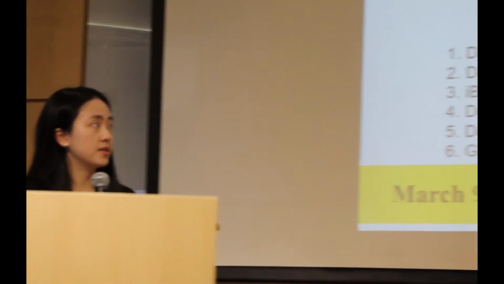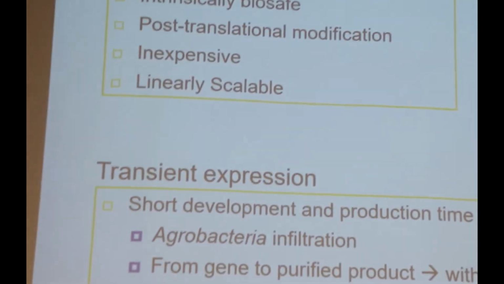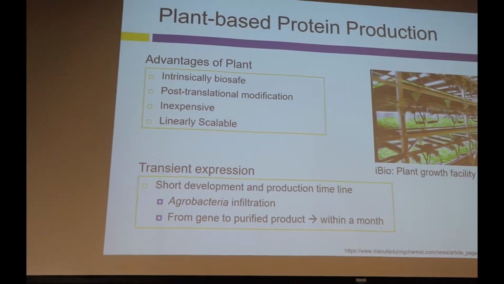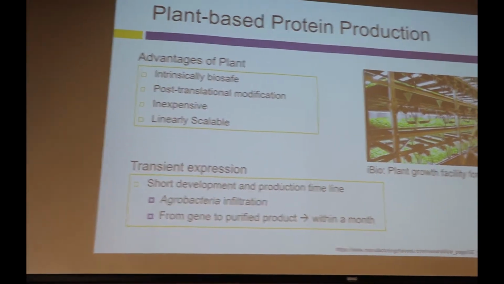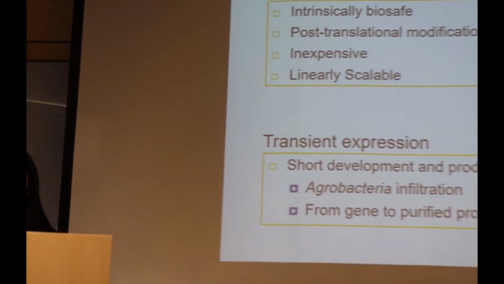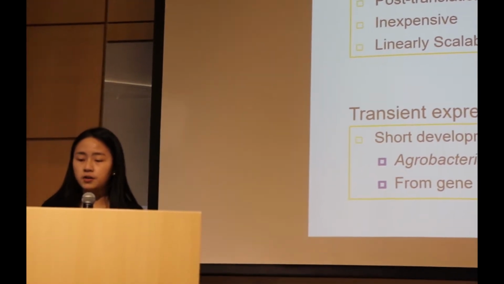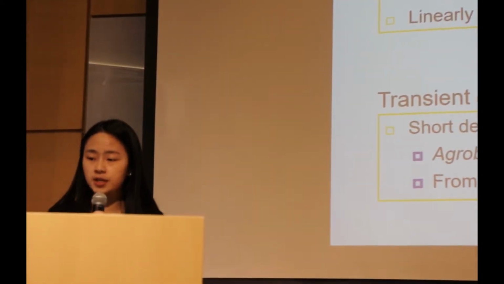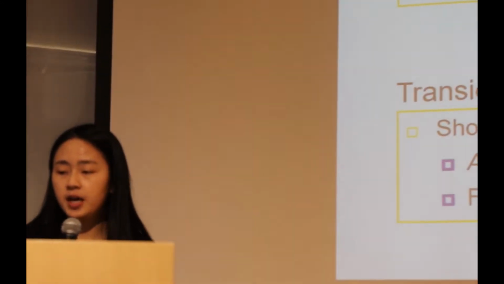So first, I want to explain why we use plants for protein production. There are several reasons for that. First, plant is intrinsically biosafe, as there is no chance for a mammalian cell pathogen to infect a plant cell. It is also capable of post-translational modification, which cannot be achieved using bacterial fermentation. It is also quite inexpensive compared to cell culture systems, which often require sterile conditions and complex bioreactors.